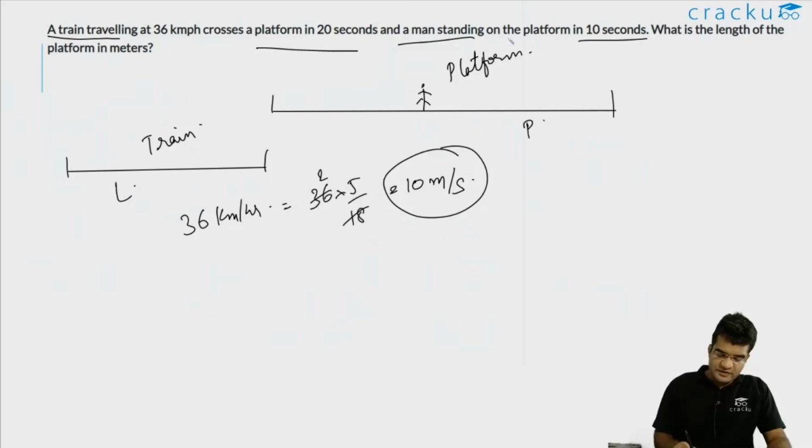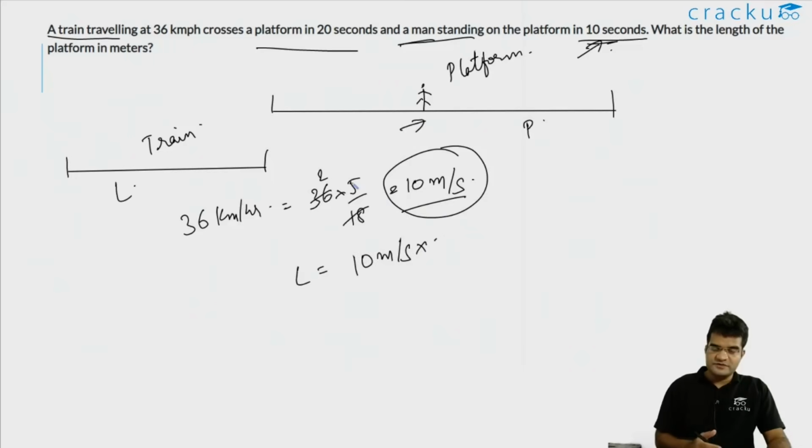So when it crosses a person standing on the platform, it basically traverses the distance of its length. Therefore, the total distance that it travels in 10 seconds will be the length of the train. So the length of the train is equal to its speed, which is 10 meter per second, into the time it takes to cross one person who is standing, because we are assuming that the width of the person is negligible. So 10 meter per second into 10, which is equal to 100 meters, is the length of the train.